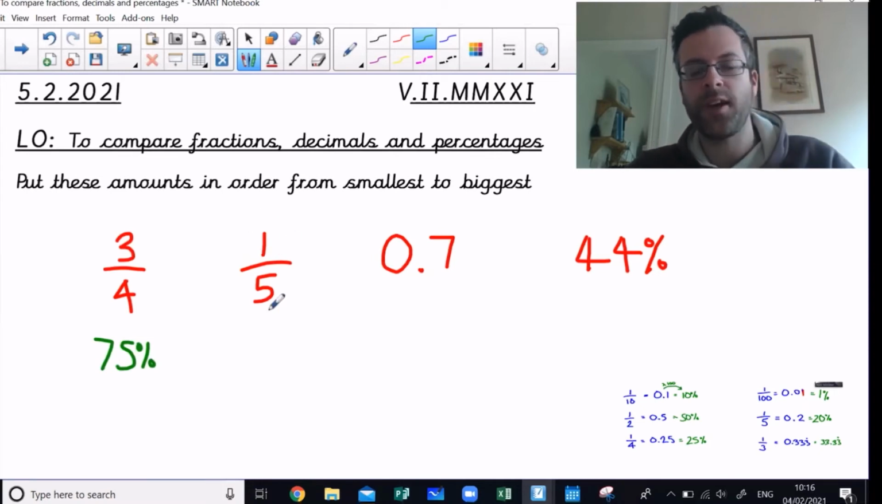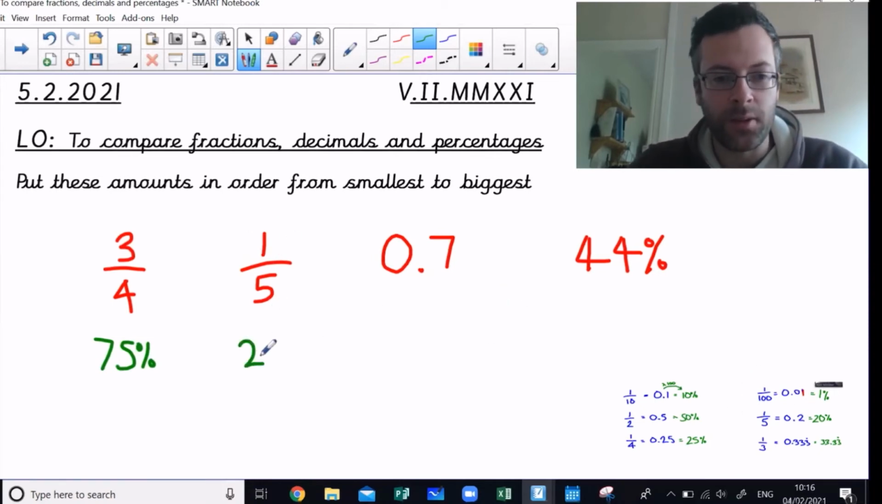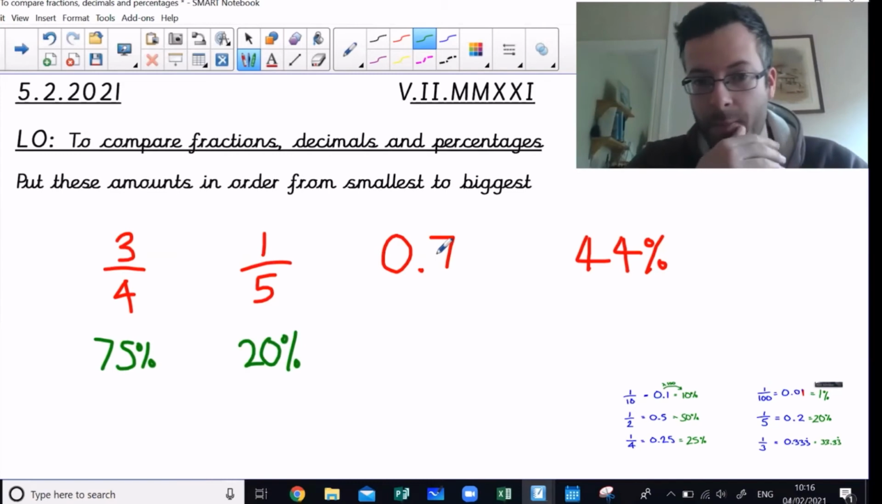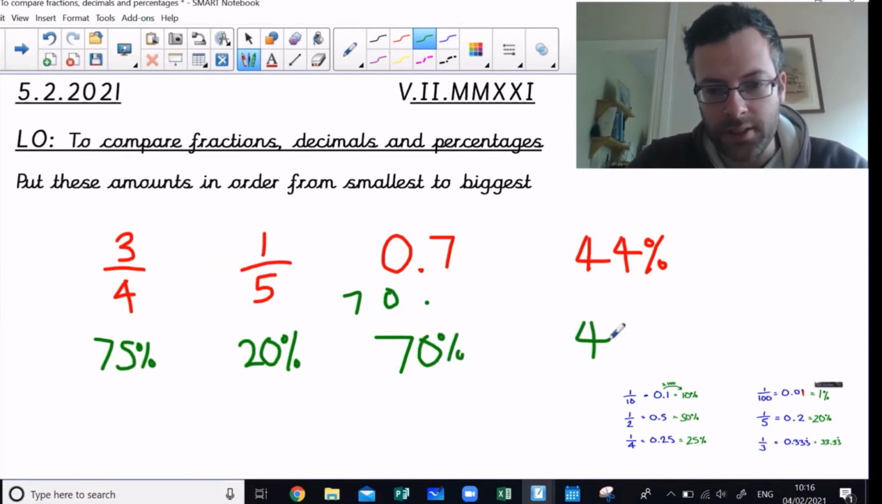1/5. Well, 1/5 as a percentage, as it says down here, is 20%. So I'm going to put that in here. 0.7 as a percentage, like I said before, we're making it 100 times bigger. So 1, 2, right underneath. So then my 0 is going to go here. So that as a percentage is 70%. And then 44% is already a percentage.